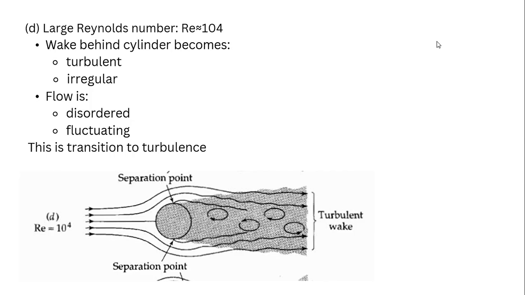Here the large Reynolds number is 10 to the power 4. Here it transitions to turbulence, the wake becomes irregular and disordered. So the flow is disordered and fluctuating. This transition to turbulence, as we can see in the figure. So thank you.